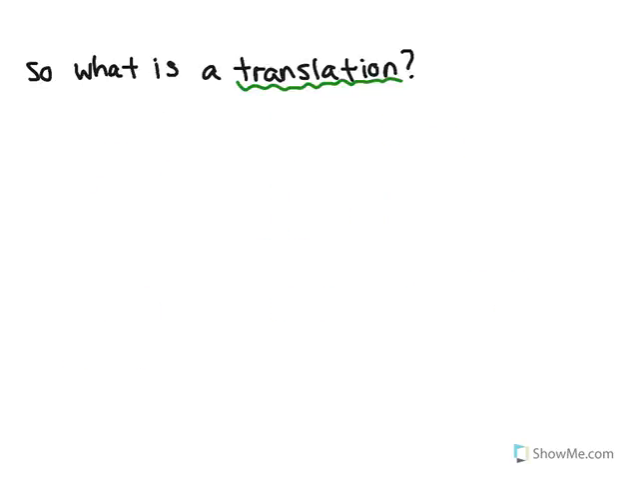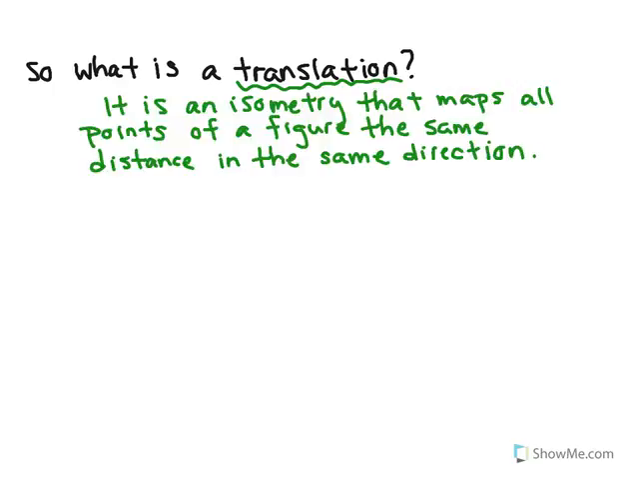So what particularly is a translation? A translation is an isometry, in other words, the pre-image is congruent to the image, that maps all points of a figure the same distance in the same direction. This can also be called a slide. Okay, so nothing changes in the shape or the size of the figure, it's like it's being slid across a table, it's just moving its position. So let's take a look at an example.